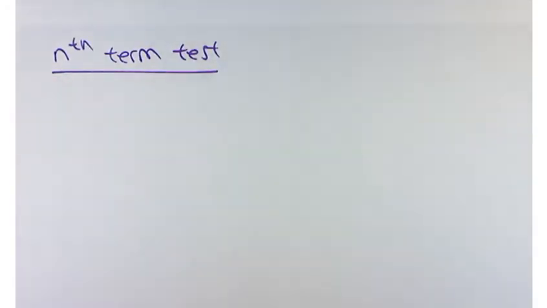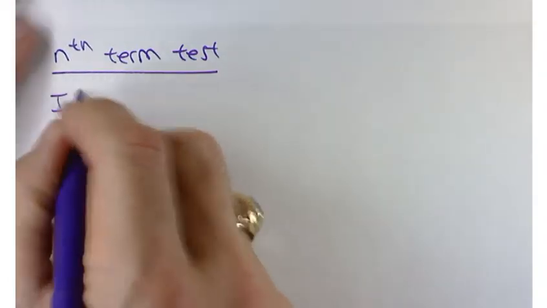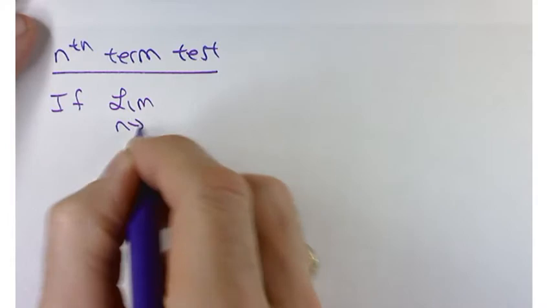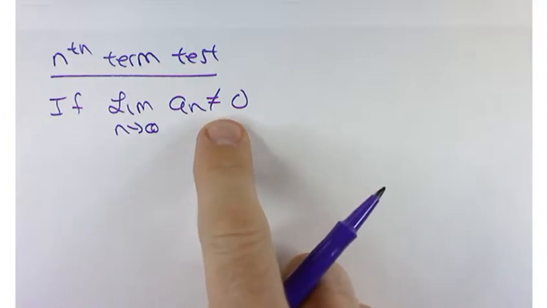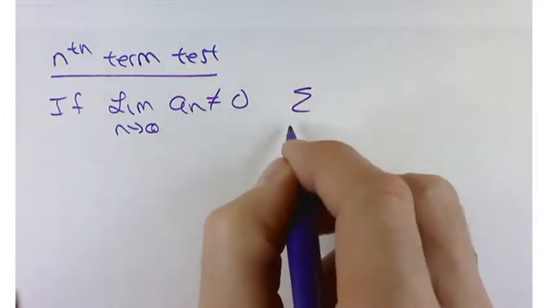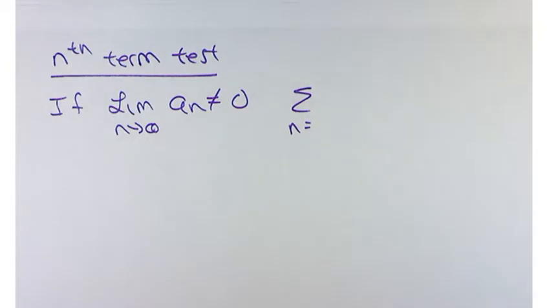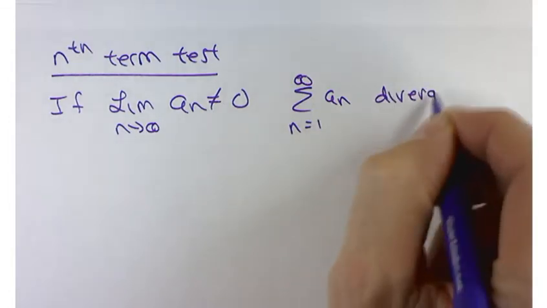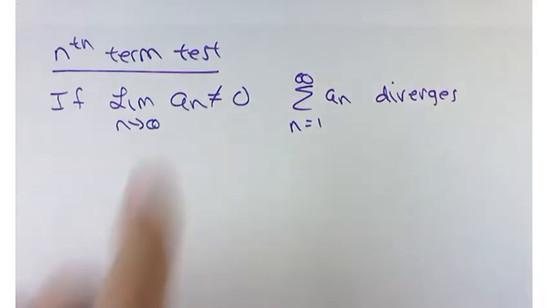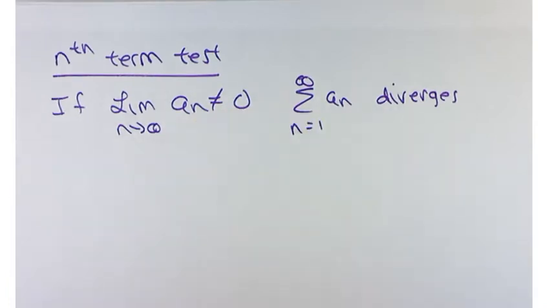Maybe I should take the book's notation on this one. If the limit as n approaches infinity of a sub n is different than 0, unless these things are going to 0, this sum from n equals 1 to infinity of a sub n diverges. The terms in your summation have to get vanishingly small if you have hope that this sum is anything finite.